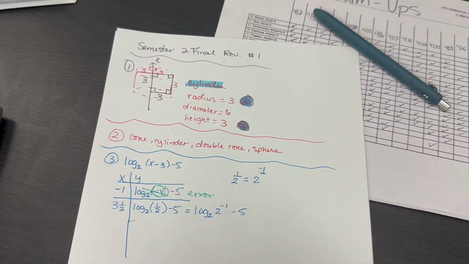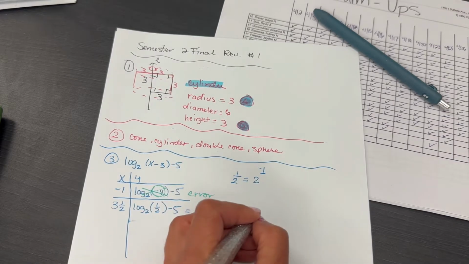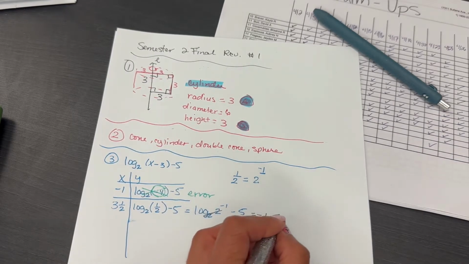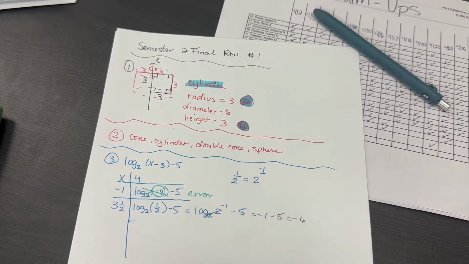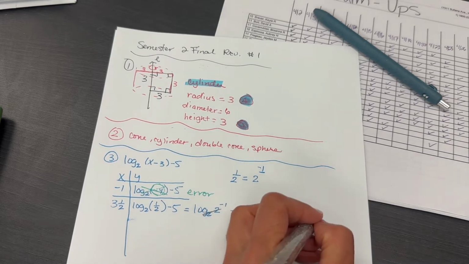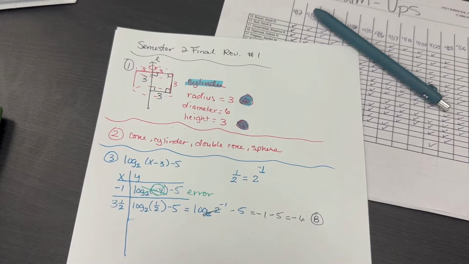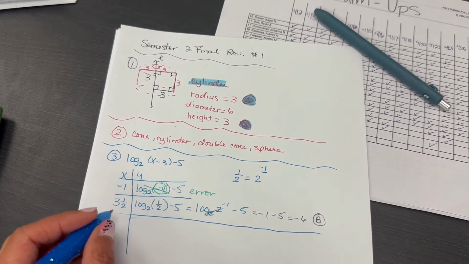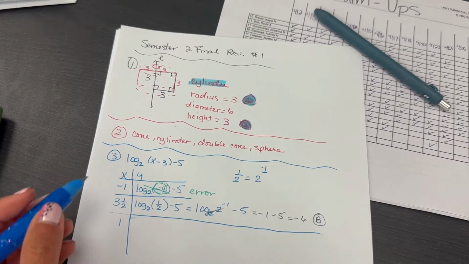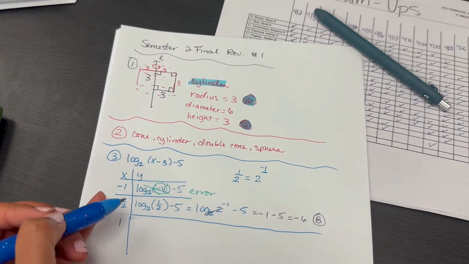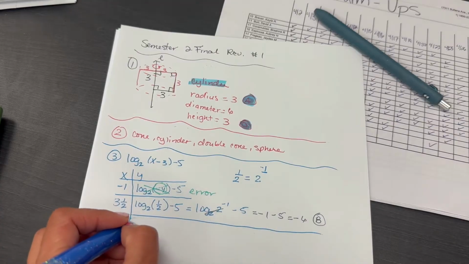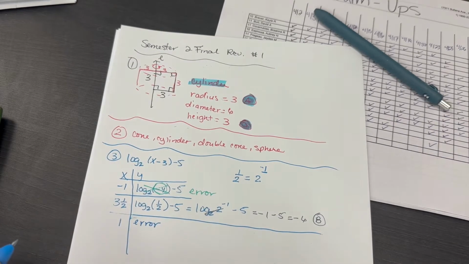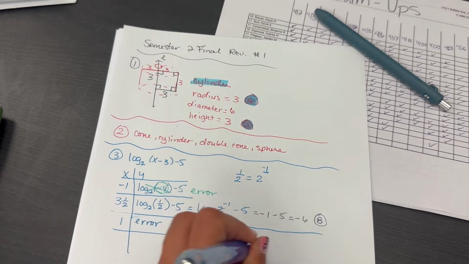You want that double base to cancel out. That means the exponent can come down, and it's just -1 minus 5, which is -6. And that is what it matches with on letter B, 3.5, -6, so B is an option, okay? Next one we need to try is a 1 for x. Well, when we plug in 1 minus 3, 1 minus 3 is -2, so we can't plug in negatives into a log, so it's going to give us error, so that one's not on it.